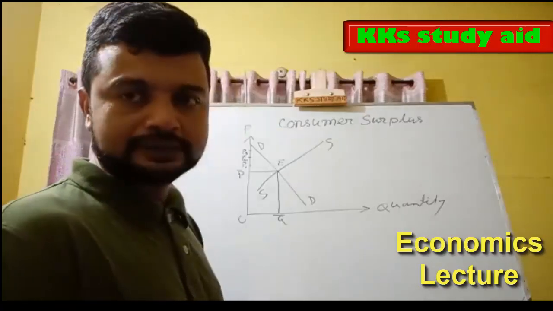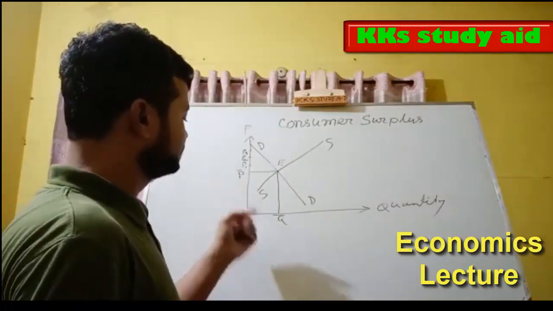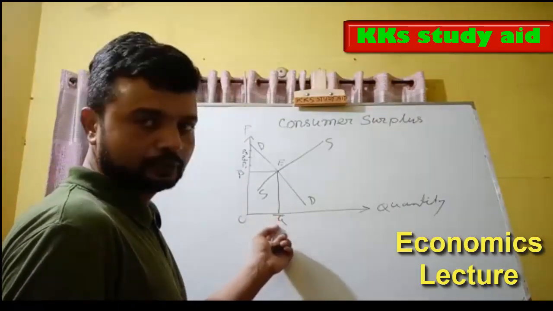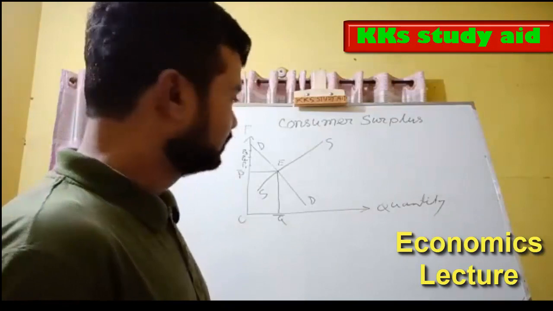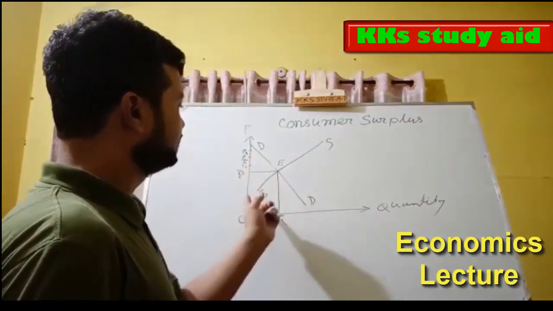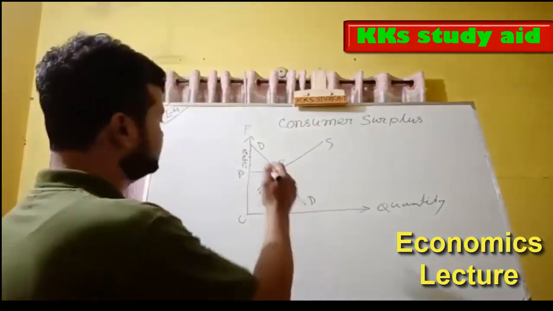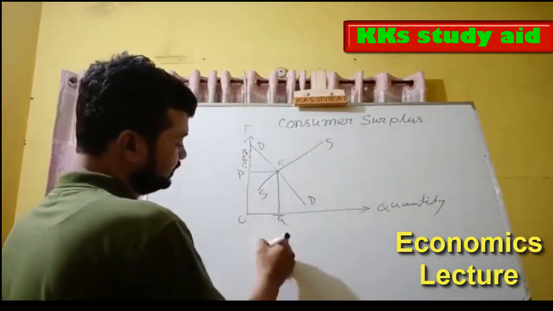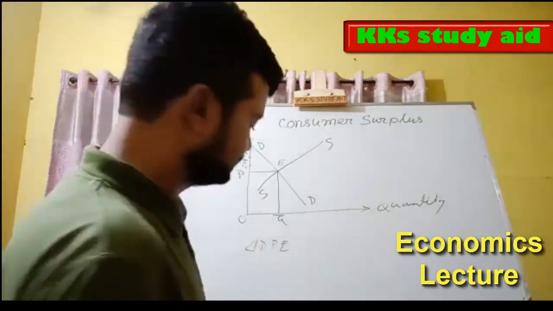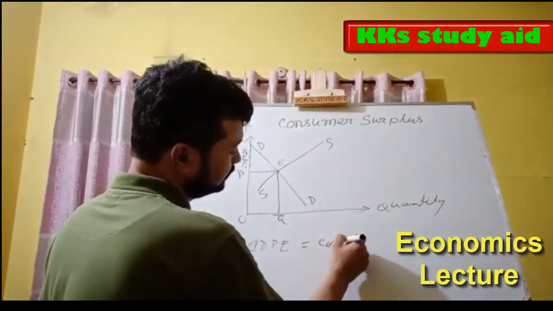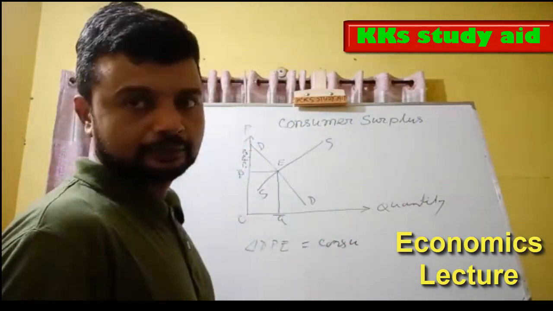So what do we say when the consumer of the commodity purchases the quantity Q at the market price P? What will be his consumer surplus when this is his demand curve and the supply curve is SS? Obviously, our answer is that he will enjoy the triangular area DPE as consumer surplus. Obviously, he will enjoy this triangular area as consumer surplus.